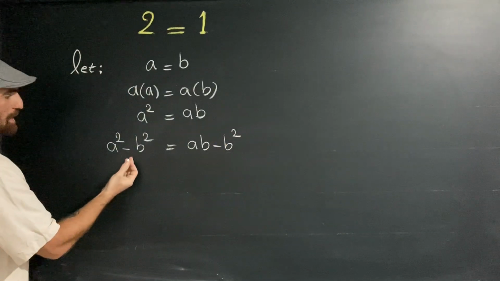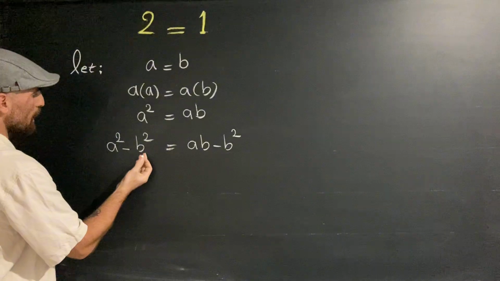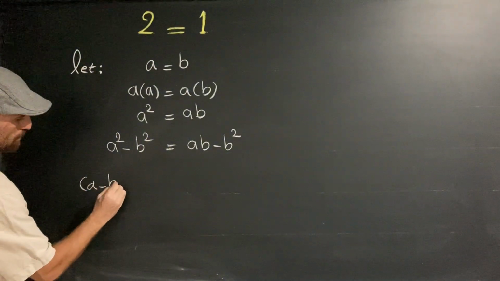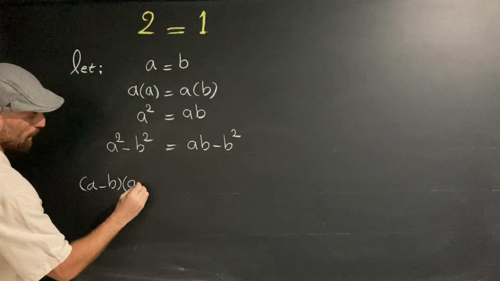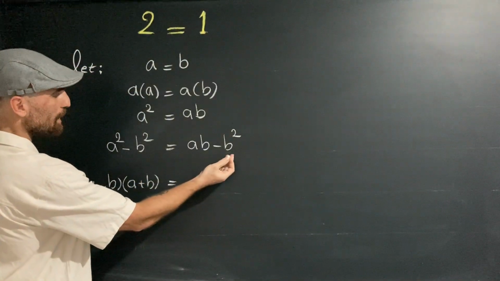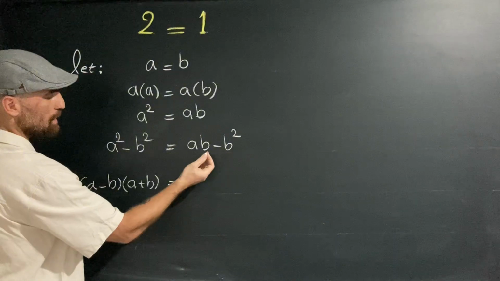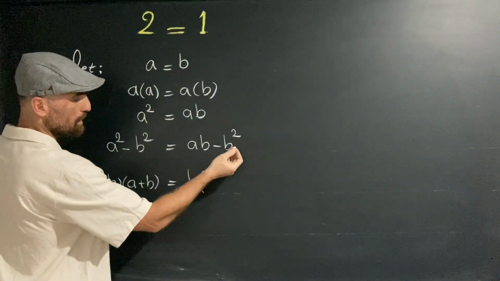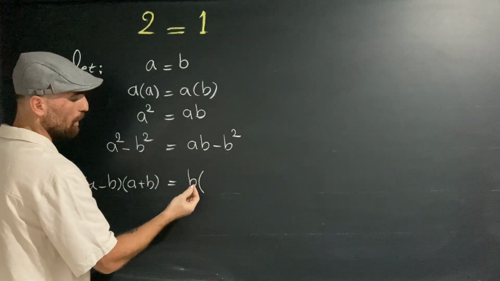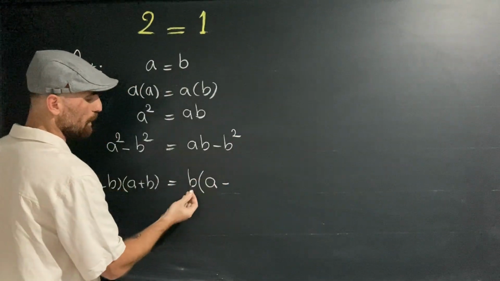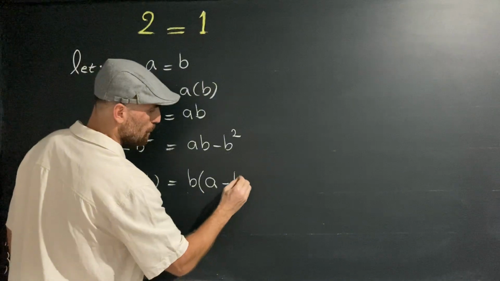Left hand side, a difference of two squares. It can be written in the form of A minus B times A plus B, equals the right hand side. The greatest common factor is B, so I write B here and factor it out from this expression. AB divided by B is A, minus B squared divided by B is B.